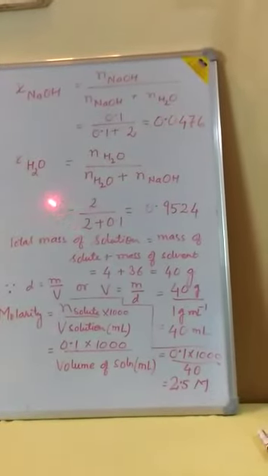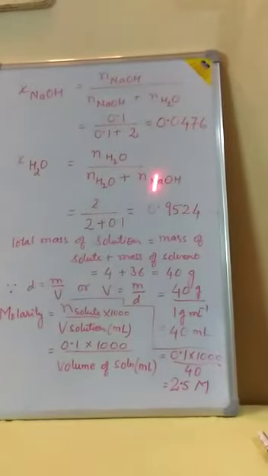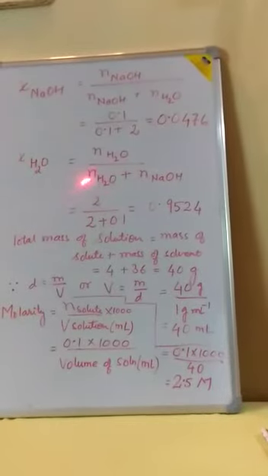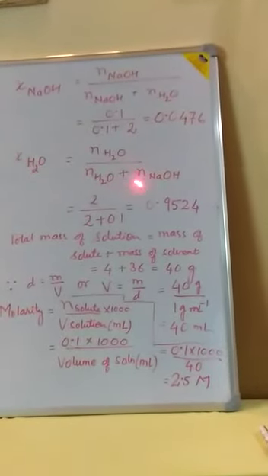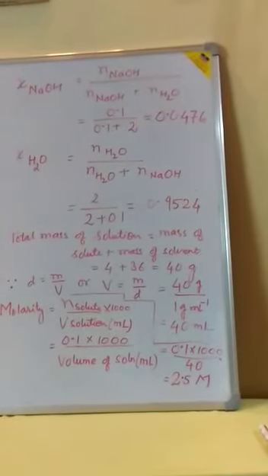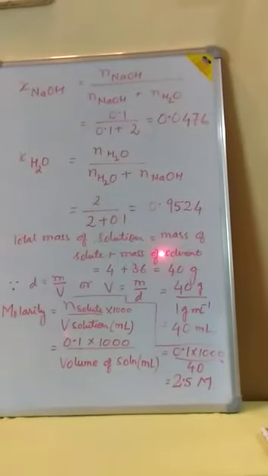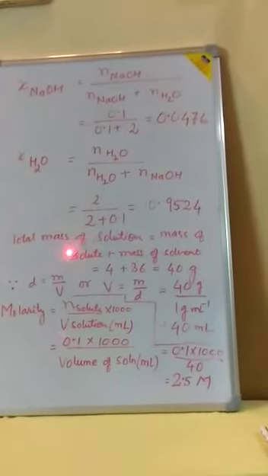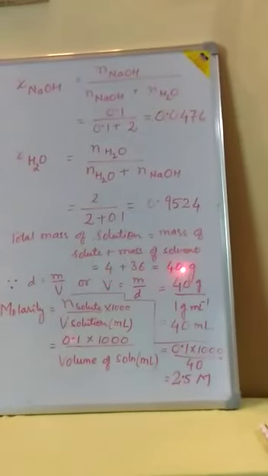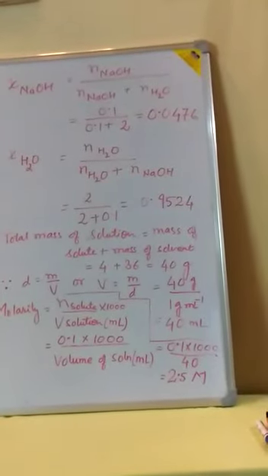Similarly, we will calculate mole fraction of water, that is second component or component B, whatever you call it. So n H2O by n H2O plus n NaOH, 2 by 2 plus 0.1 gives you 0.9524. Okay, students? So now we can easily calculate total mass of solution, because total mass of solution is mass of solute plus mass of solvent. 4 plus 36, it becomes 40 grams. So total mass of solution is 40 grams.